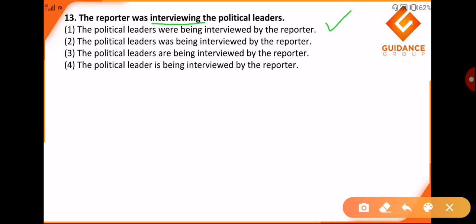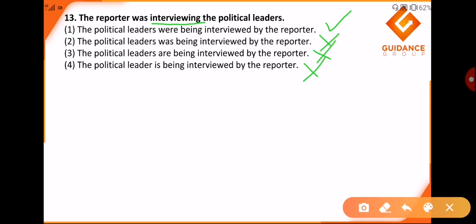The political leaders was will not come. Why? Because leaders has an s, it is a plural noun and should be followed by a plural verb. The political leaders are again changes the tense of the sentence. It is in past tense, so it will not come in present tense. The political leader is again changes to present, hence I would say option 1 is absolutely right.